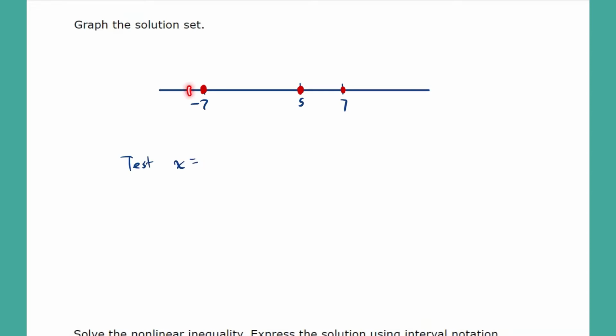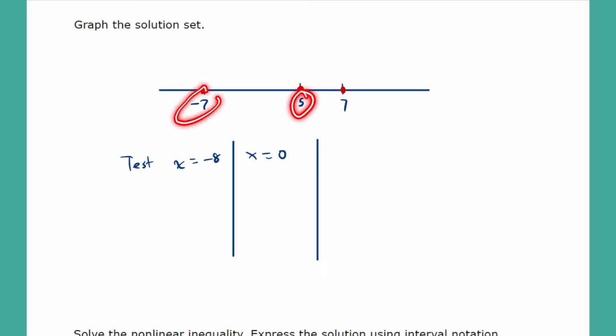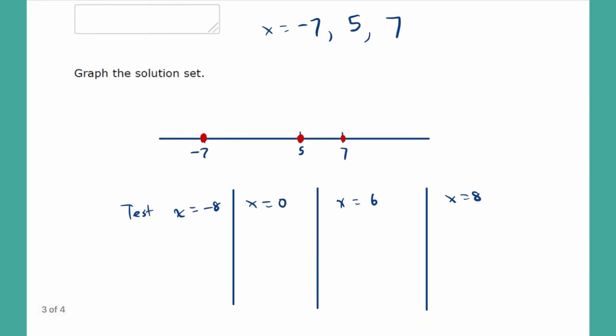For the first x, I'm going to choose negative 8. For the next one, I'm going to choose 0. I always like to choose 0 because 0 is an easy number to work with, and 0 is definitely between negative 7 and 5. I'm going to choose 6 because 6 is between 5 and 7. And the last one I'm going to choose is 8 because 8 is to the right of 7.